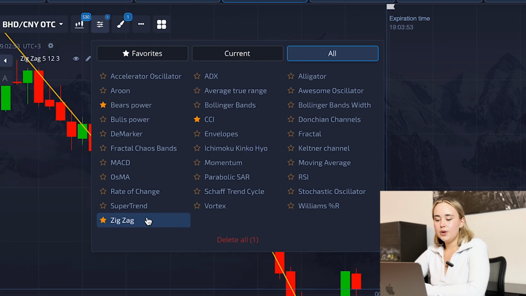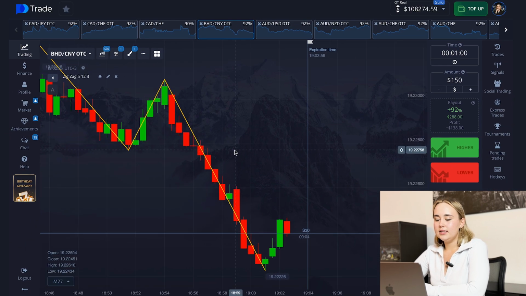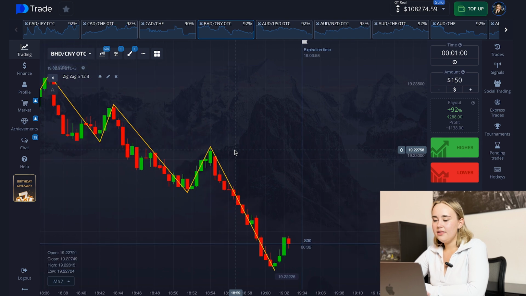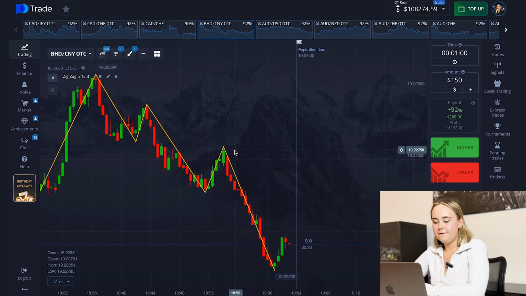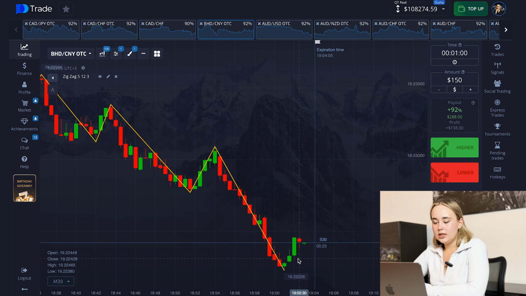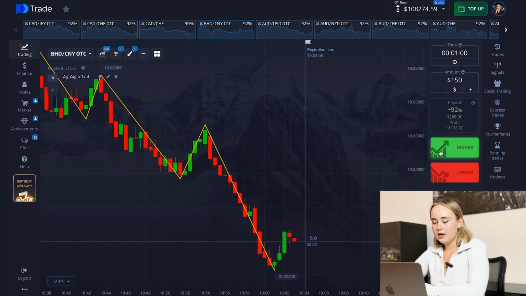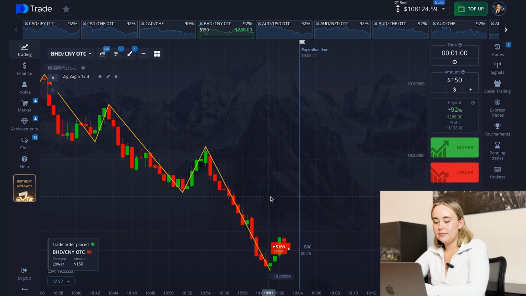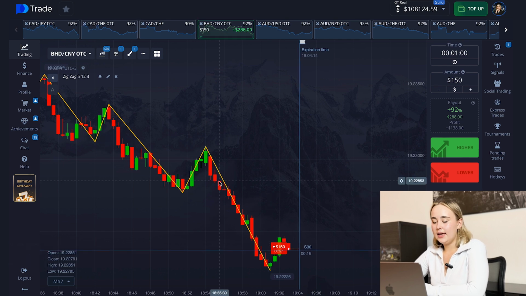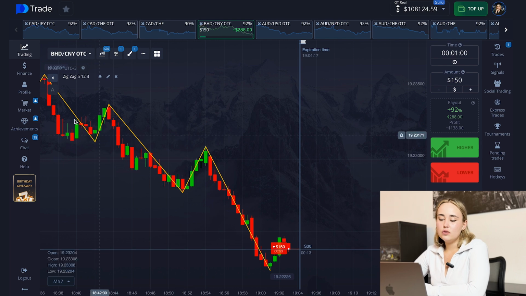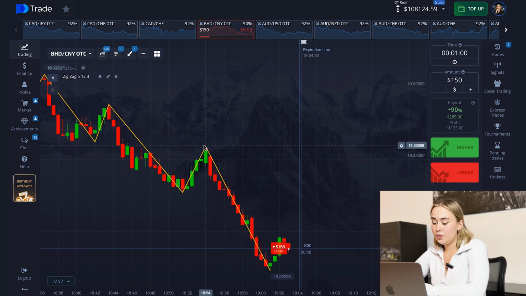So I think we are going to talk about ZigZag, and I think this asset is a very nice example. Okay, I think I'm going to do this. ZigZag is basically the indicator that shows you the maximum and the minimum, and again the flow of the market.